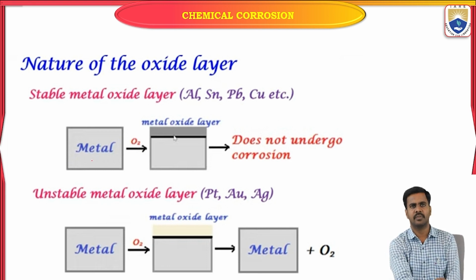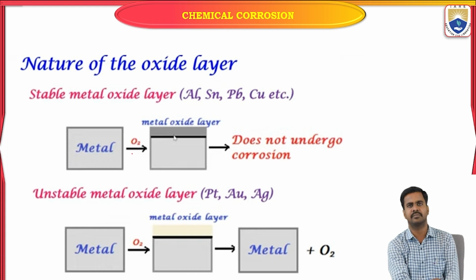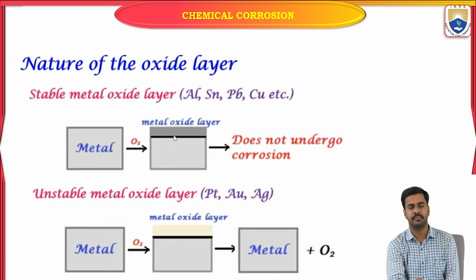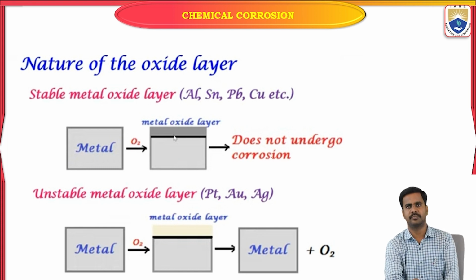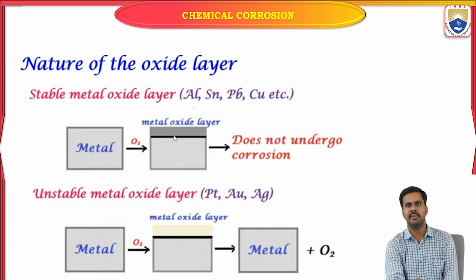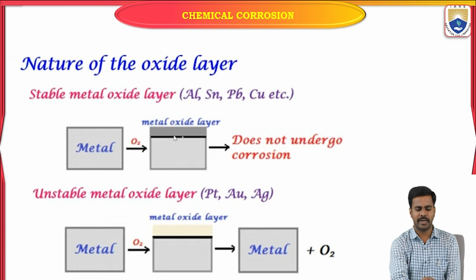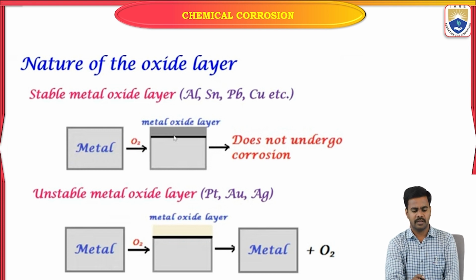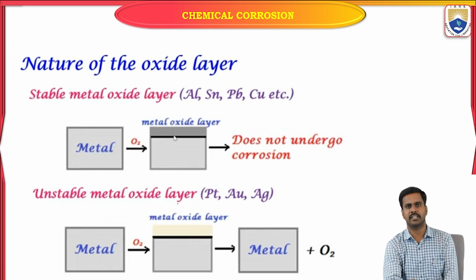That is, first metal reacts with oxygen and forms a metal oxide layer on the surface of the metal. So this metal oxide layer is stable. So it does not undergo corrosion any further. For example, aluminium, tin, lead, copper, etc. form stable metal oxide layers. Next, unstable metal oxide layers.